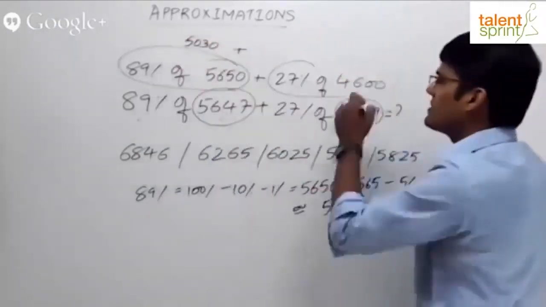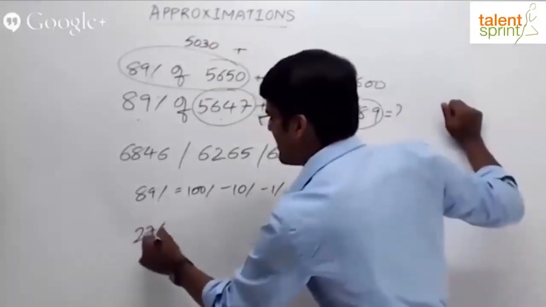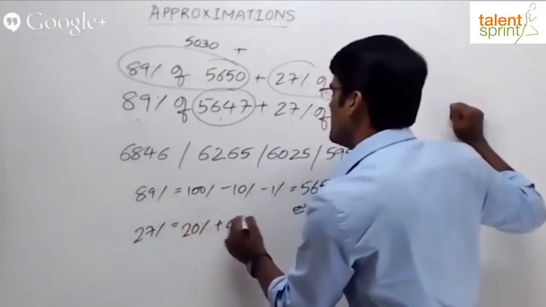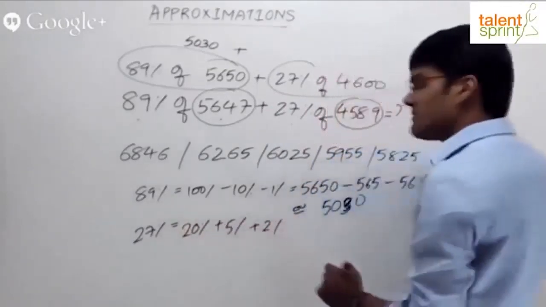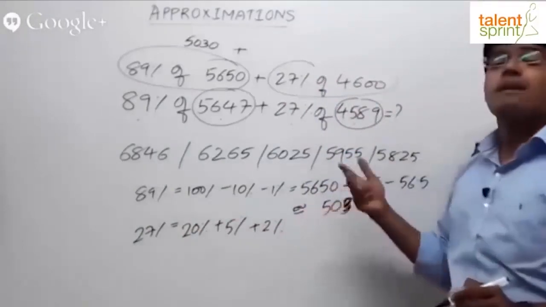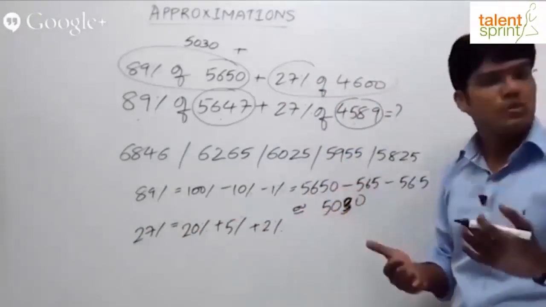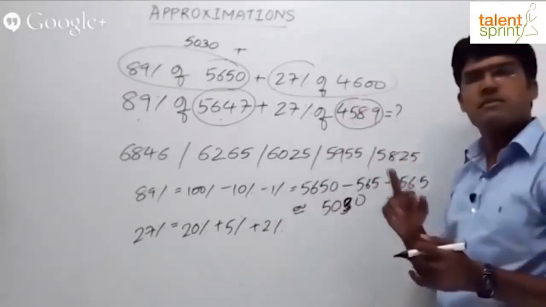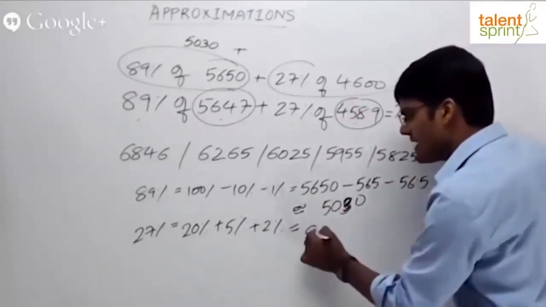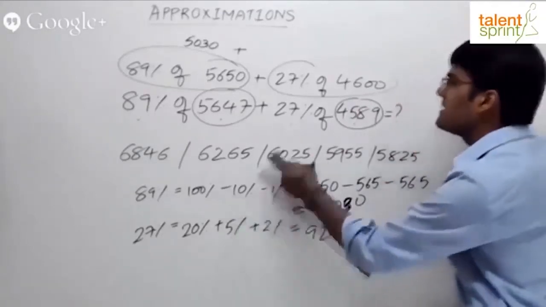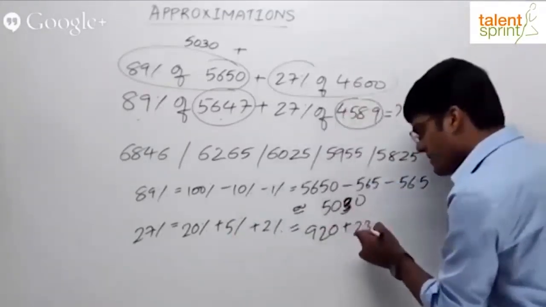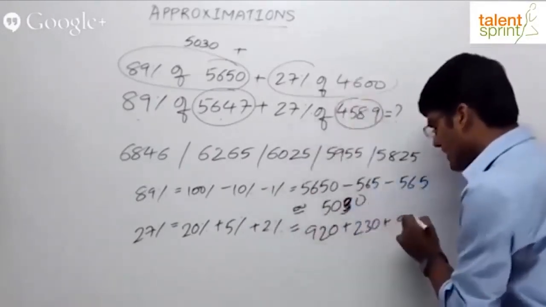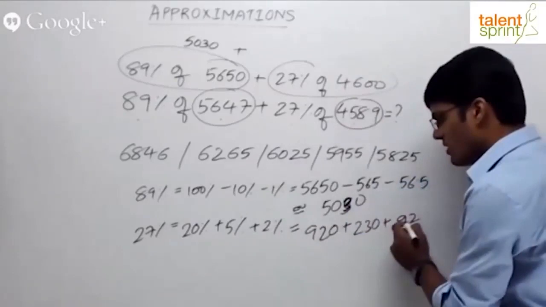Plus what? 27% of 4,600. What is 27%? 27% is 20% plus 5% plus 2%. Keep it simple. Or 30% minus 3%, or 25% plus 2%. Anyway, whatever is comfortable for you. 10% is 460, 20% will be double, 460 into 2, how much is that? 920, plus 5%. 10% is 460, 5% will be 230, plus 2%. 1% is 46, 2% will be 92. Values 920 and 230.